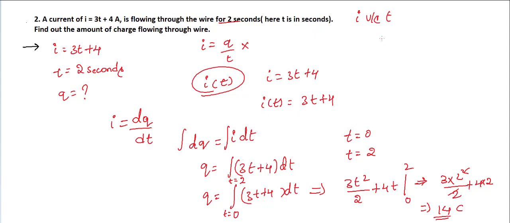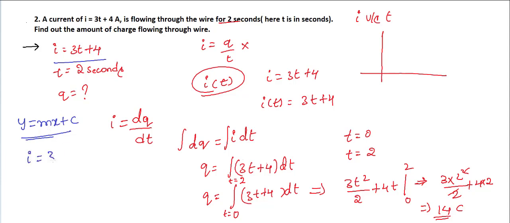Let us see how we can see this from the equation. What is the equation? It is given I is equal to 3t plus 4. This is in the form of y is equal to mx plus c. This is the equation of a straight line. So I will write y in terms of I, and m is 3, x is in terms of t, and intercept c is 4. So I will take the 4 value here. This will be a straight line from here.